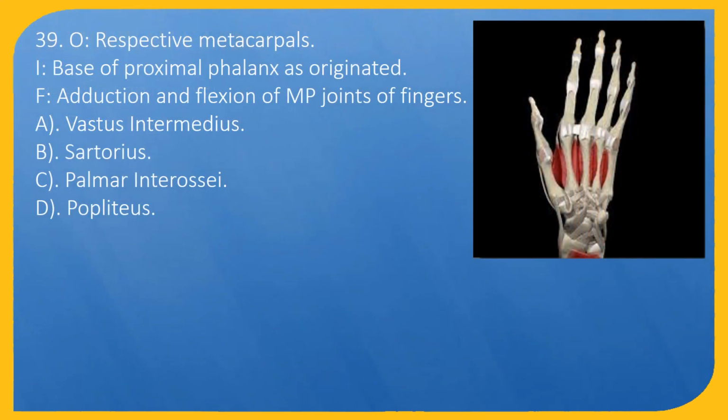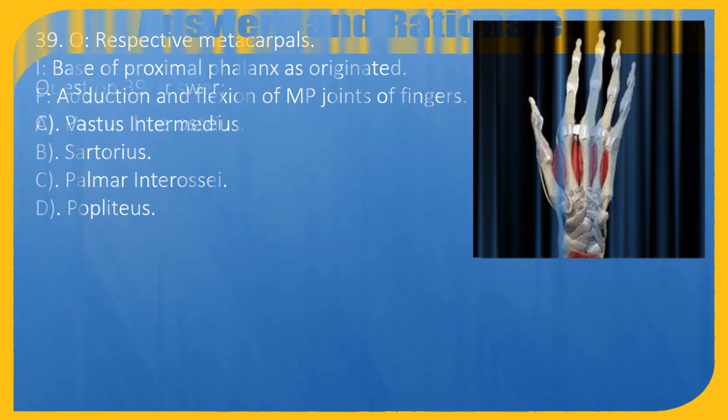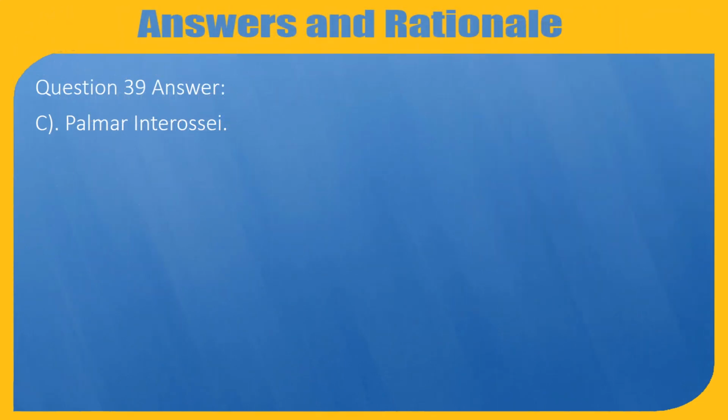Question 39. Origin: respective metacarpals. Insertion: base of proximal phalanx as originated. Function: adduction and flexion of MP joints of fingers. A. Vastus intermedius. B. Sartorius. C. Palmar interossei. D. Pollicis. Question 39, answer C. Palmar interossei.